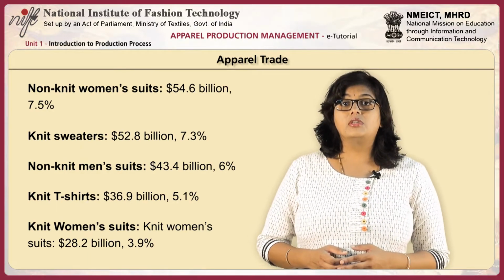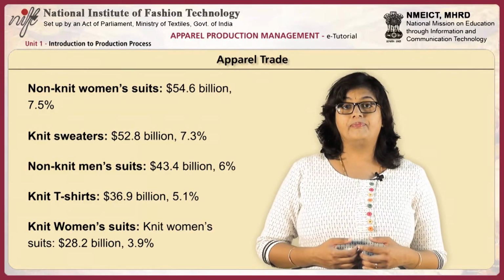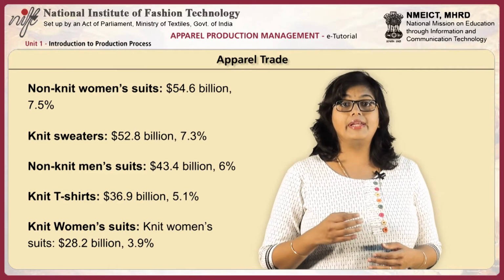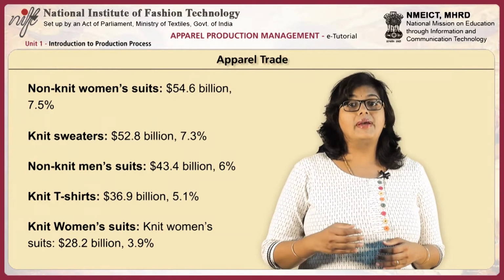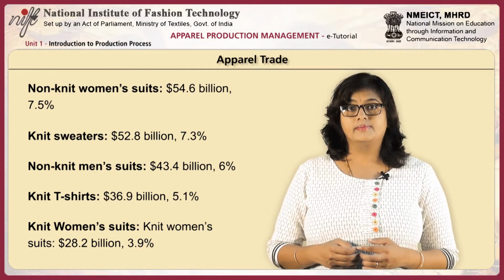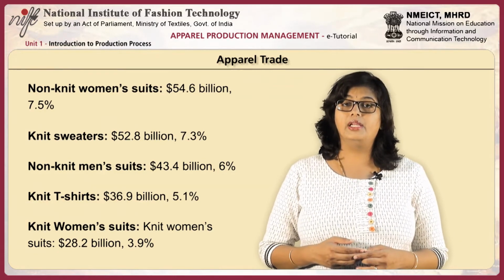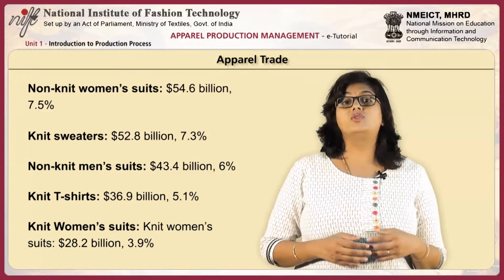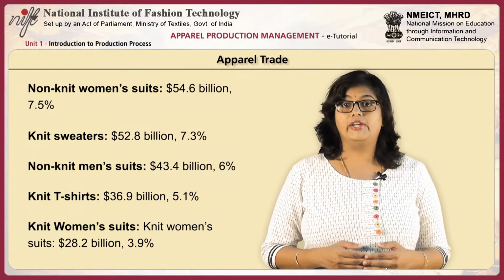Non-knit women's suits constitute $54.6 billion. Knit sweaters are at $52.8 billion. Non-knit men's suits at $43.4 billion. Knit t-shirts at $36.9 billion. And the valuation of knit women's suits stands at $28.2 billion.